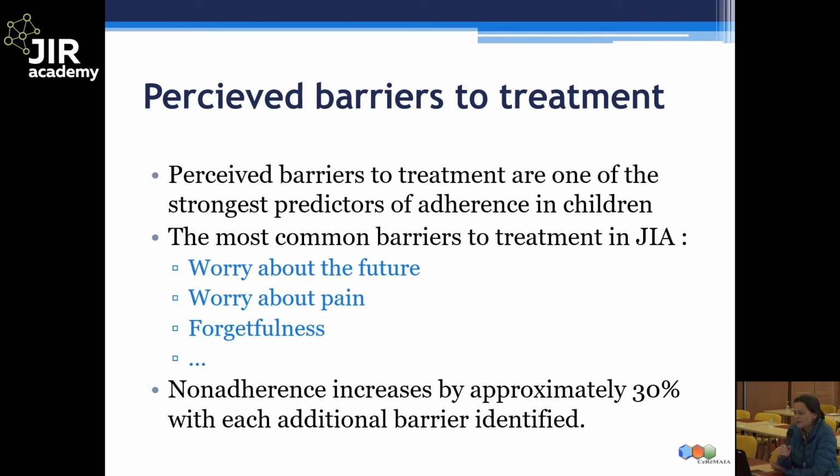So if the parents say, I'm afraid that my child will have difficulties later on in life, you have to know that this is one of the factors of bad adherence. And studies showed that non-adherence increased by approximately 30% with each additional barrier identified. That explains why in newly diagnosed JIA patients we have an adherence of only 50%. Because all the parents are worried about the future and about pain in their children, and if forgetfulness is added, you have a mean adherence of only 50% in newly diagnosed patients. So you have to assess all this and address these things with the parents during the follow-up visit.